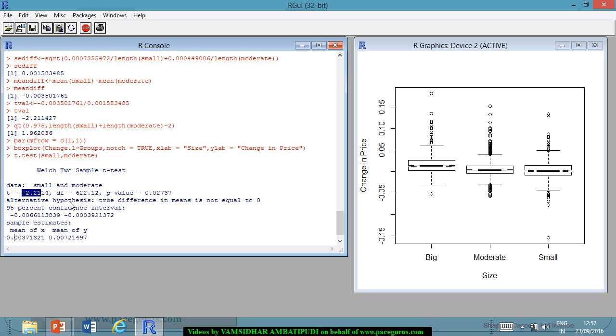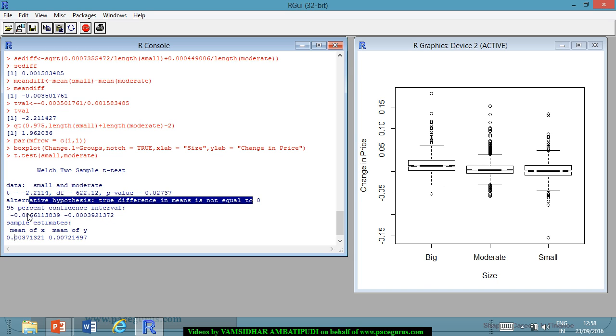The degrees of freedom here are computed using the square root of sigma 1 squared by n1 plus sigma 2 squared by n2, and I am getting the degrees of freedom as that much. And the p-value has worked out to be 0.02737. So this is where I can reject the null hypothesis. The null hypothesis is getting rejected because the p-value is less than 0.05. The alternate hypothesis is that the true difference in the means is not equal to 0.